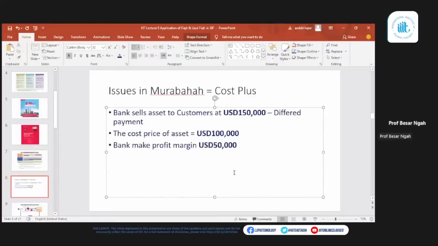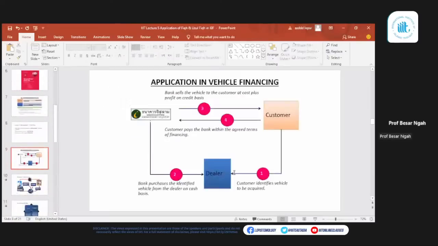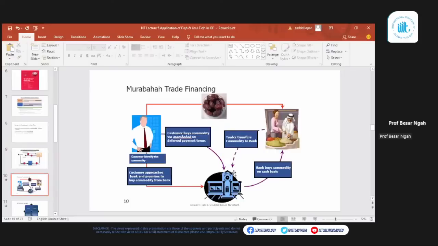For example, I can show you now some of the applications here in vehicle financing, for example. Vehicle financing, in-trade financing, okay. Murabahah trade financing, the customers order products from the exporter. So the product at 100,000 US dollars, okay. And then the bank sells to the customer at 150,000 US dollars, for example.